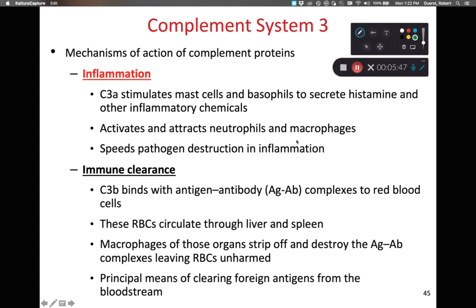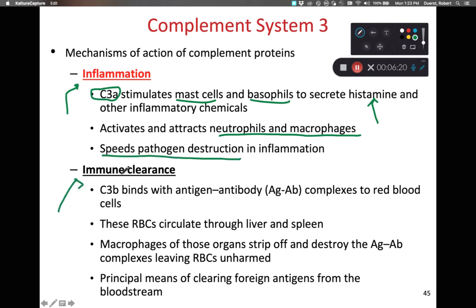So let's talk about the 4 effects first, and then we'll talk about the 3 pathways. Inflammation is a classic. Complement protein 3A, when activated, will stimulate a mast cell and basophil to secrete histamine. And that is a chemical that causes vasodilation, and also is going to attract more neutrophils and macrophages. And as we have more neutrophils and macrophages arriving to the scene of infection, that's going to accelerate or speed up the rate that the pathogen is destroyed.